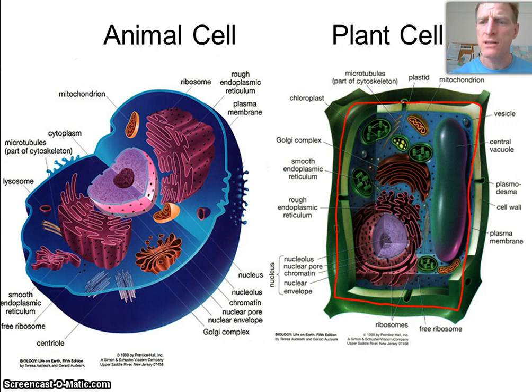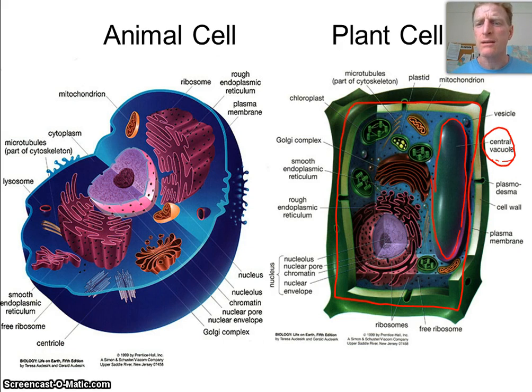Another important difference is plant cells have this very large central vacuole here. It contains water and it keeps them pressurized. It gives them what's called turgor pressure, so the plants can stand upright and be properly inflated. Animal cells don't have that large central vacuole. They have smaller vacuoles that might store food or waste, but not a large central vacuole.